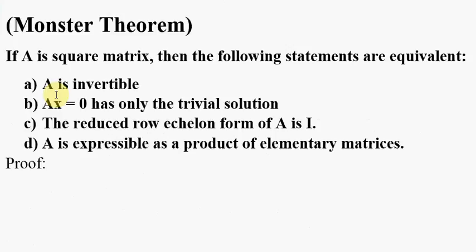So if A is invertible, then the system AX equal to 0 has only the trivial solution. If I know that A is invertible, then the reduced row echelon form of the matrix A is the identity matrix. And we're going to see that in this algorithm to produce A inverse. And then lastly, A is expressible as a product of elementary matrices.